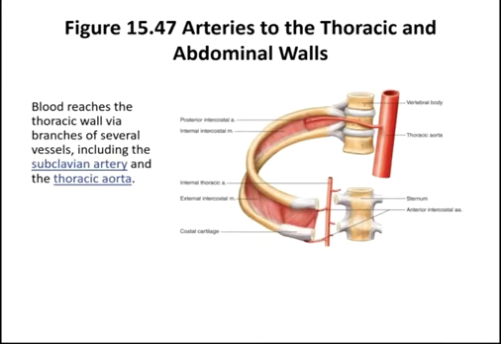Blood is going to reach the thoracic wall, right? The wall of your thoracic region, the chest region, by branching off of several main arteries, like the subclavian artery, which I also mentioned services the thoracic region, and something called the thoracic aorta. The descending aorta in the thoracic region is going to send off branches that go and service that area.